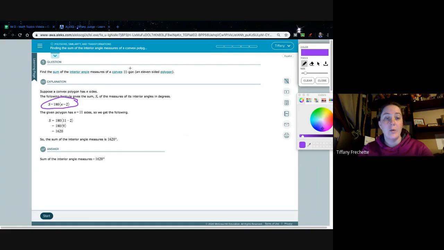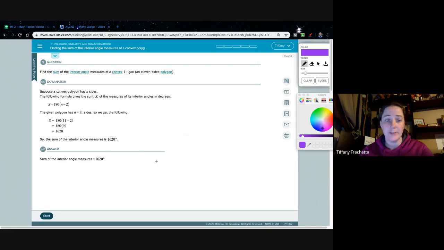So we just say, well, what's the number of sides they gave us? We plug it in. They put 11 in here instead of n. We have 11 minus 2 gets us 9, times 180. That's 1,620. So that's our answer. All of the angles of this 11-sided polygon have to add up to 1,620.